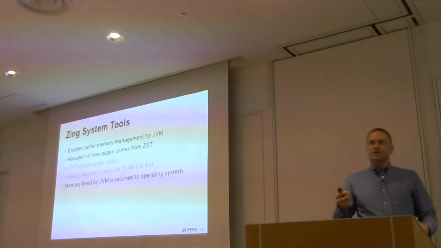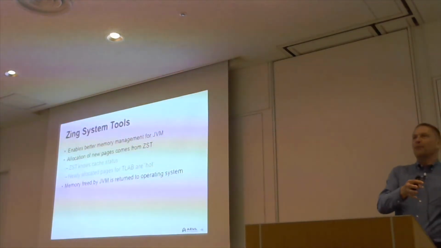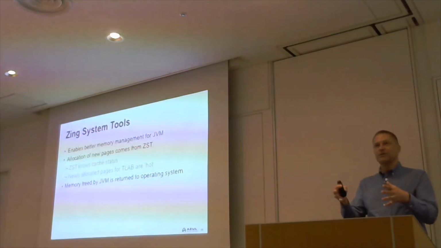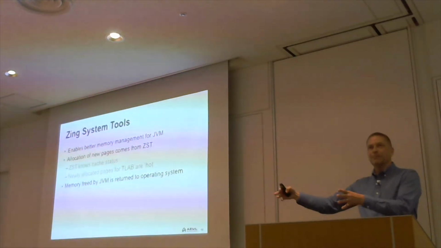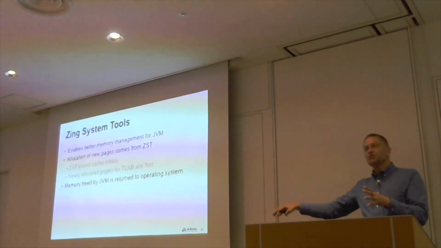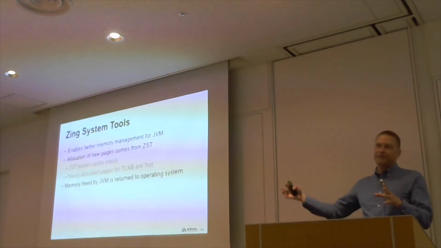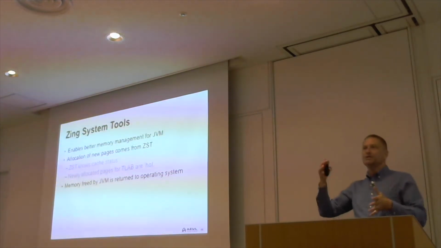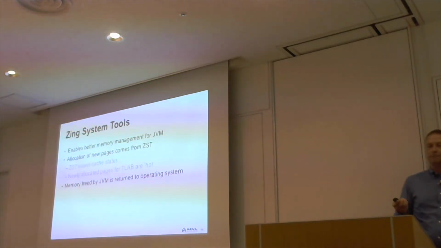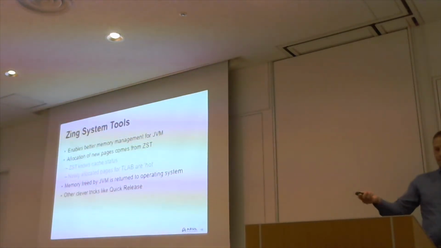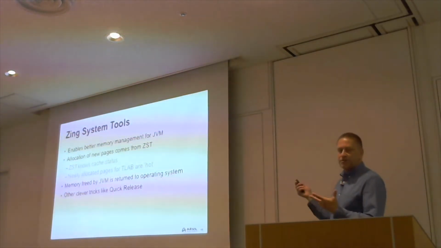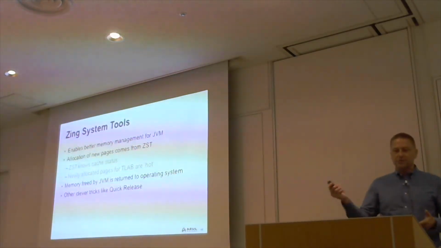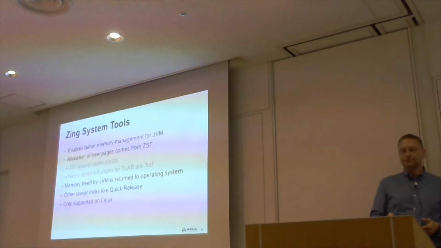The other thing that we do is when we've finished with memory for a particular part of the JVM, if we've cleaned up part of the heap, we'll actually return those pages to the operating system. And that way, for other JVMs, if you're running multiple JVMs, you can get much better use of the memory in the system. And there's other things that we do, called quick release, which I'm going to explain as we go through the algorithm itself.